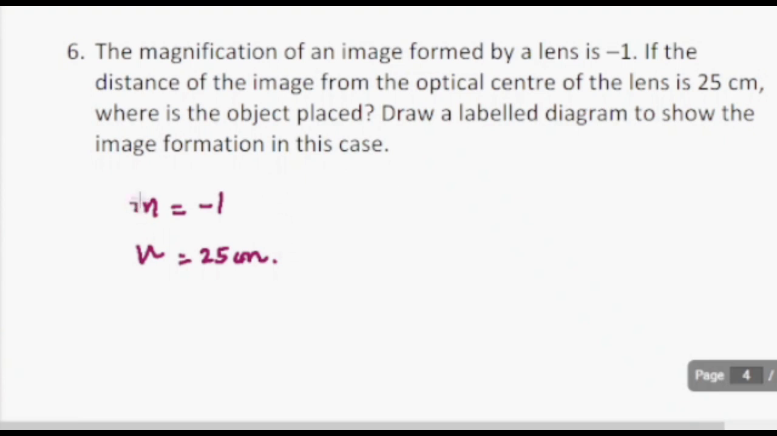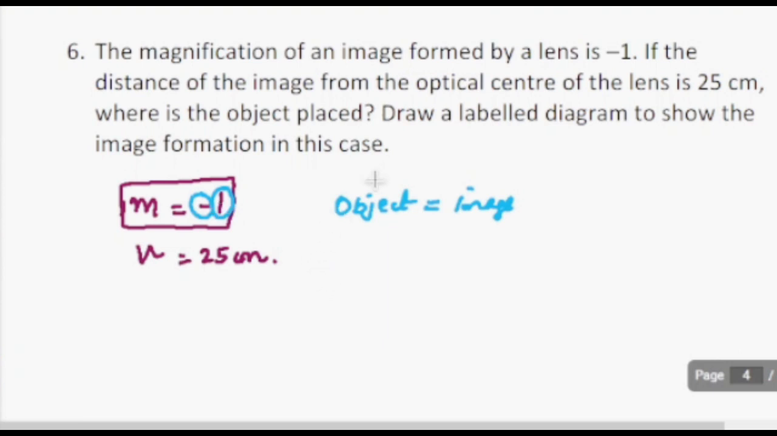So here we have a clue. Magnification is given as -1. So children, whenever you are taking magnification, you have to take this value separate, this digit separate. The digit shows the size. 1 means object size is equal to image size, right? Whereas this minus or plus shows real and inverted or virtual and erect. So here it is minus, so real and inverted. But here we know that magnification of 1 means what? The same size as the object.